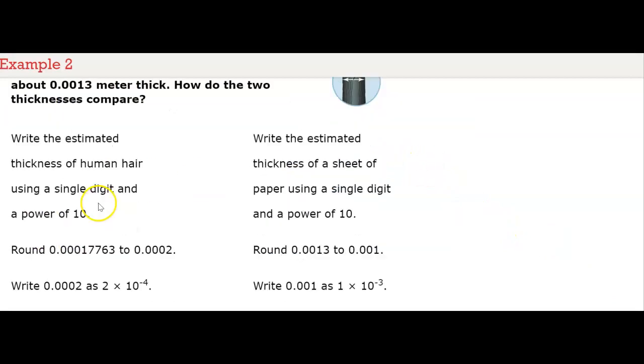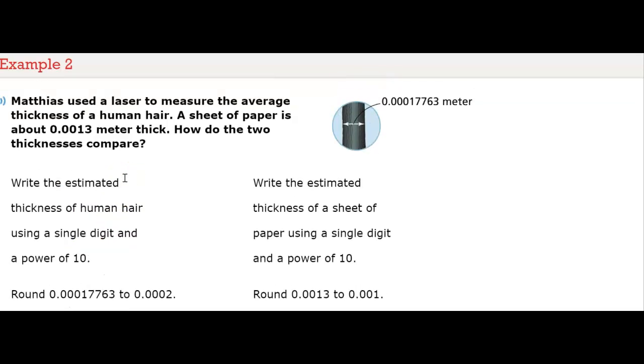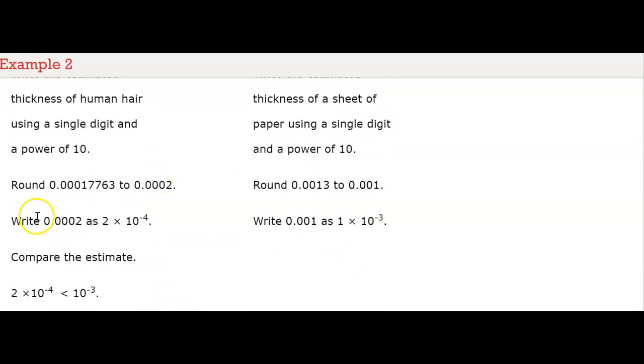So the estimated thickness of hair using a single digit and a power of 10. We're going to round this number to the greatest place value. So that's going to be that 1 there. 7 is next door, so it rounds up to 2. That's why you see 0.0002. And so you count how many zeros, and it's 2 times 10 to the negative 4. And it's negative 4 because it's a decimal. So that's why you have that negative exponent.